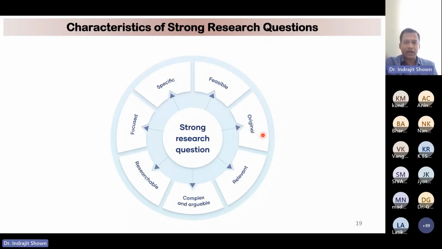This is another part for any researcher: whenever you start your research topic or research anything, there should be some originality, maybe 10%, 5%, 50%. It's not like every time 100% originality, but some portion should be there. Then it should be relevant. Then complex and arguable. Then researchable. Then focused. These strong parts merged together can make a good research question, because these are the components of a research question.